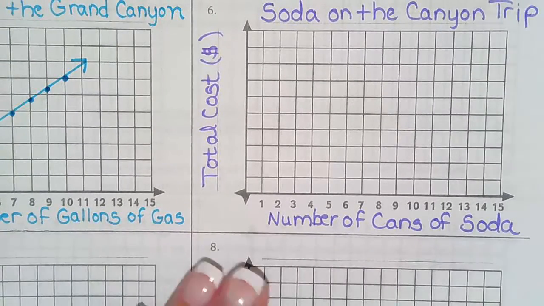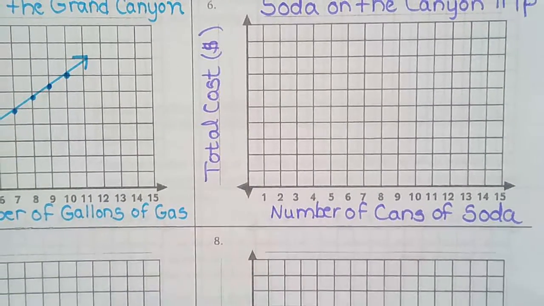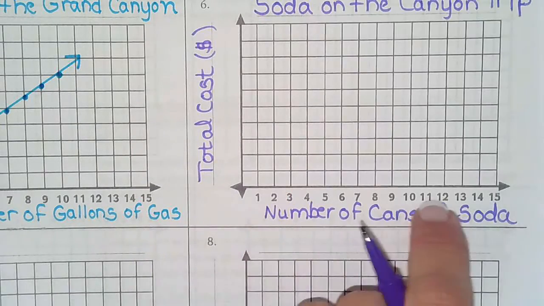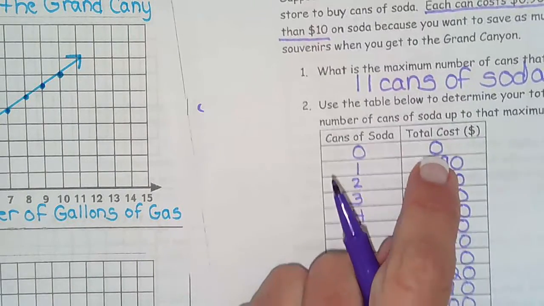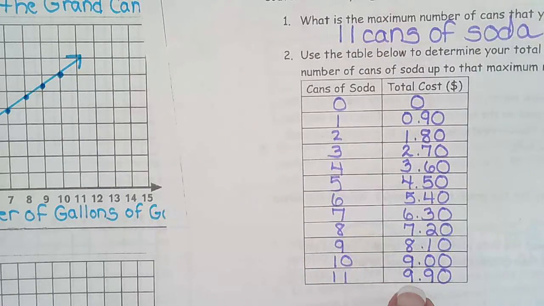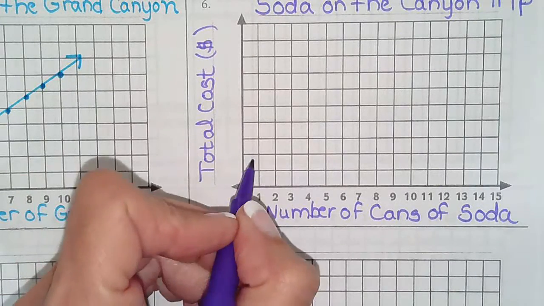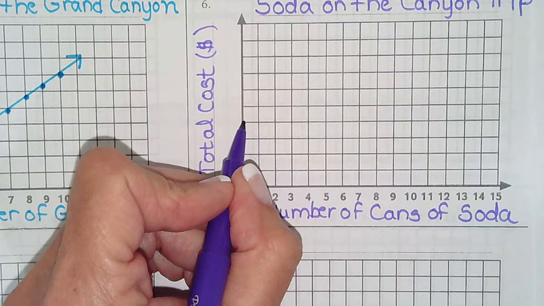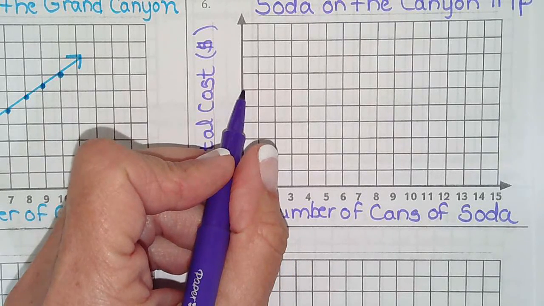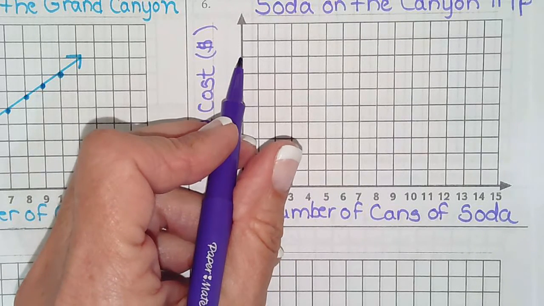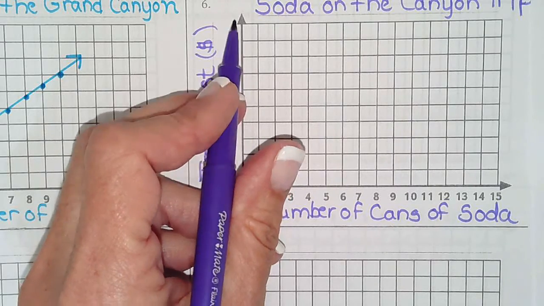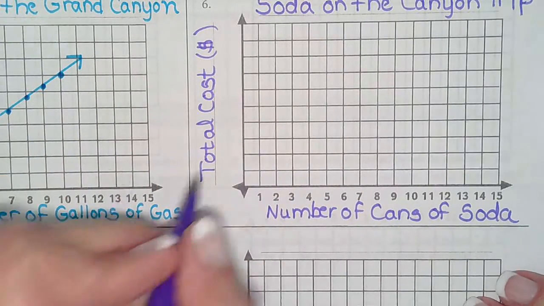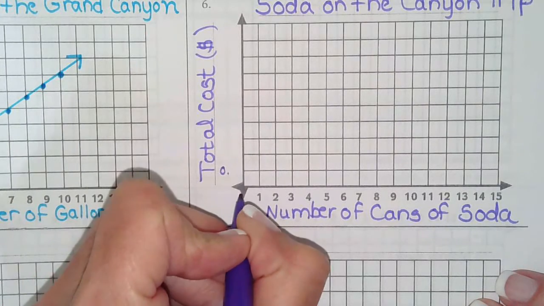Okay, so we're ready to graph. So now we have to fill in our numbers. So cans go from 0 to 11, so we're good there. The cost goes from 0 to $9.90. So I wonder if we have enough here. 90, 180, 270, 360, 450, 540, 630, 720, 810, 9. No. Maybe we'll add a line or two. How about that? So let's just go by so there's 0.